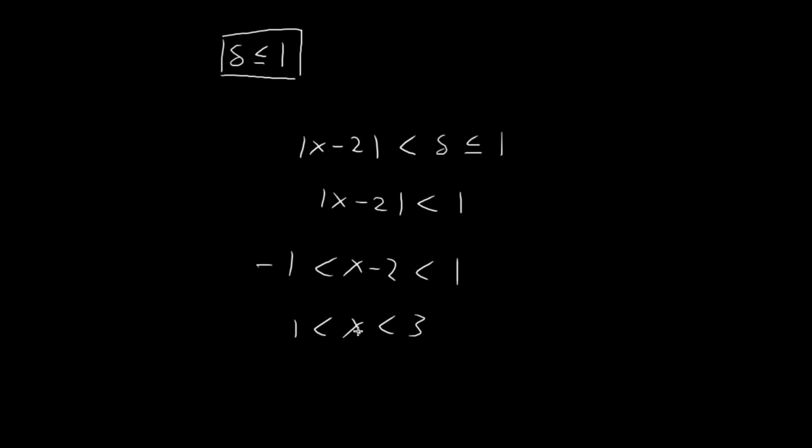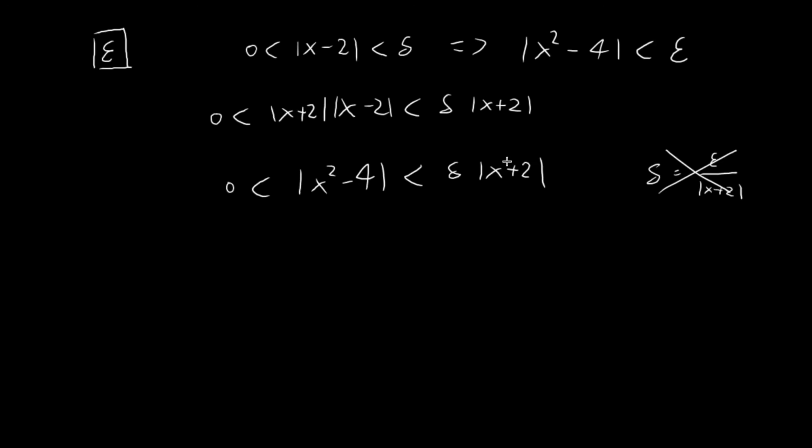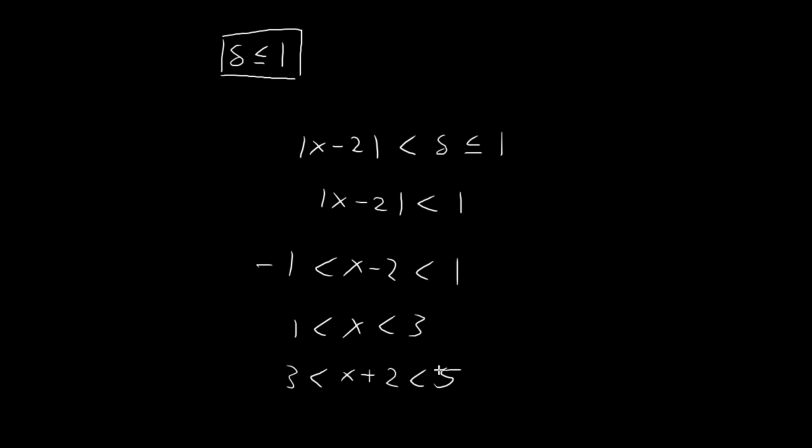If I add 2 to each one of these terms, you'll see that x plus 2 must always be between 3 and 5. So you can see that this x plus 2 term must always be smaller than 5 if our delta is chosen so that it is always smaller than or equal to 1. This is a useful outcome that will be used later on, as I'm about to demonstrate.